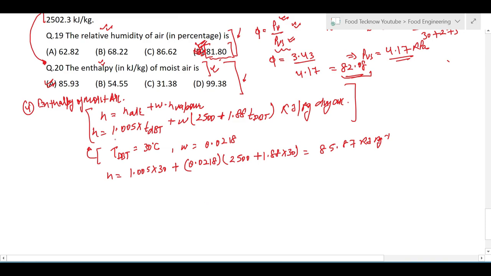So it is equal to 1.005 into the dry bulb temperature plus W into 2500 plus 1.88 into this dry bulb temperature. So here the dry bulb temperature is taken in degrees Celsius and the specific humidity is also given. Okay, you need not convert it into degrees Kelvin. So this is all about the formulas that we have to look upon.